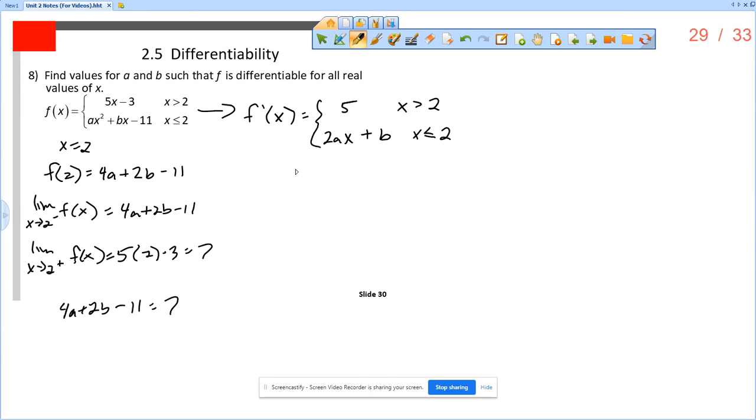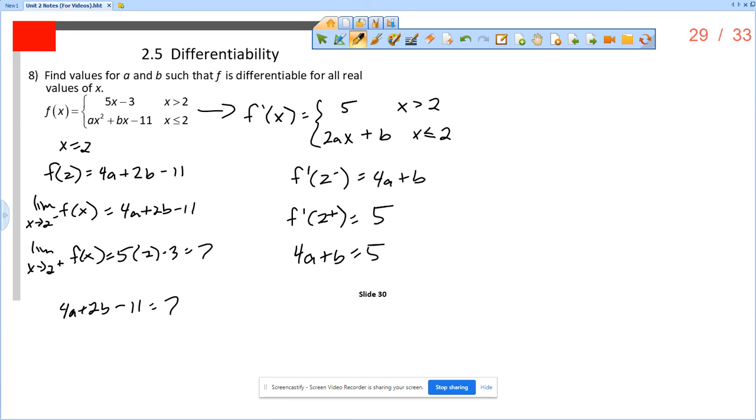So how do we do that? Well, we need to find f prime of 2 from the left. So that would be plugging 2 into the bottom piece for x, remember? So this would be 4a plus b. And then f prime of 2 from the right, so that's just 5. And so if this thing is differentiable, these two things need to be equal. So 4a plus b equals 5.